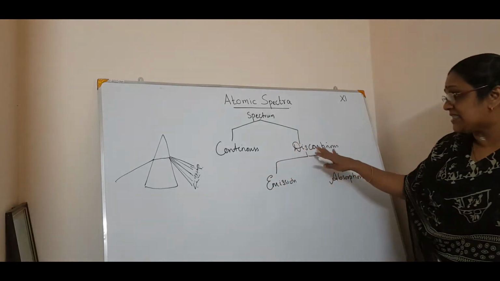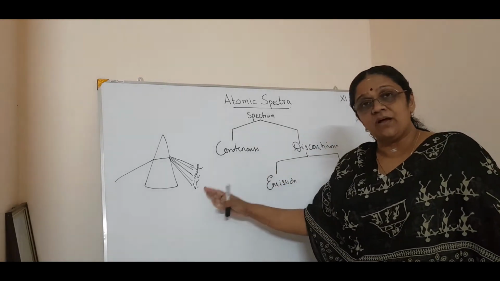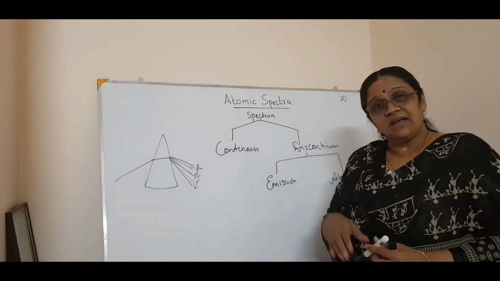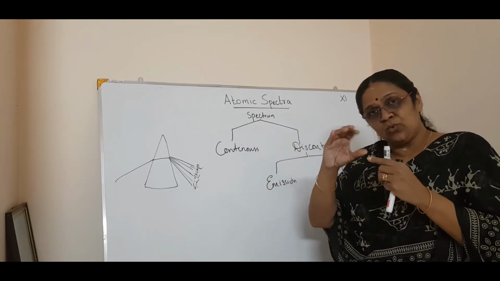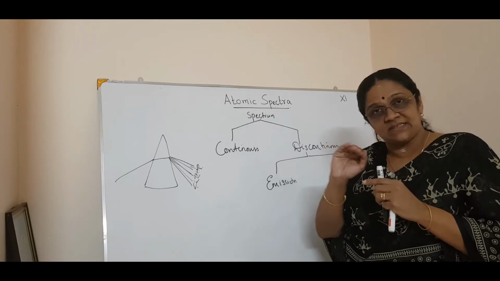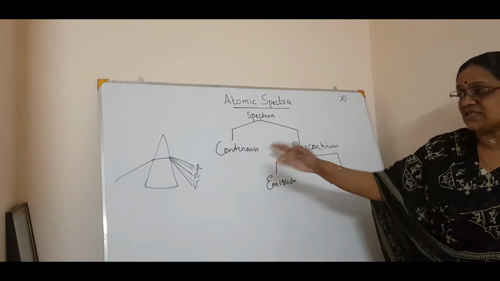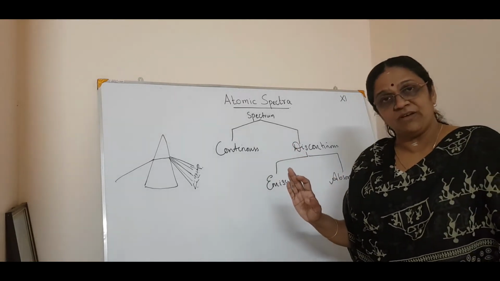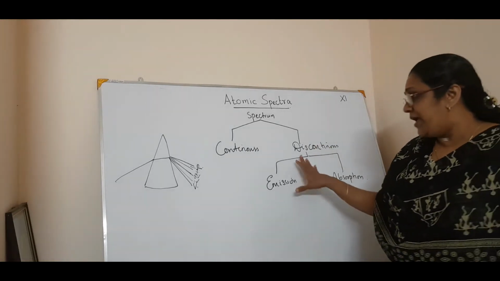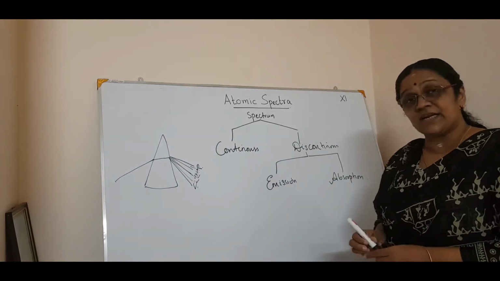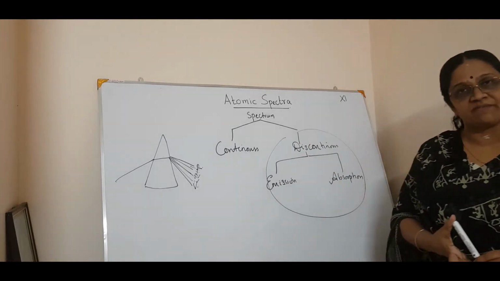Now, if this is a continuous spectrum, what is a discontinuous spectrum? The lines are discontinuous, isn't it? That means these lines are separated by space. That is called a discontinuous spectrum. It is not continuous as in the case of the white light spectrum with VIBGYOR. In this discontinuous spectrum, we have to study the emission spectrum and the absorption spectrum.